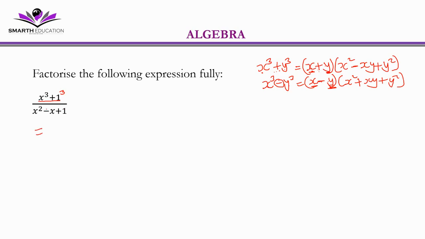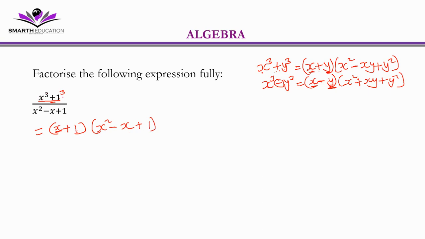So here we're going to have our first bracket, cube root of x cubed is x, then we maintain the sign, which is plus, cube root of 1 cubed is 1. Then second bracket, we square x, x squared, change sign, it's minus, and then x times 1 is x, and then plus, always plus this one, and then 1 squared is 1.